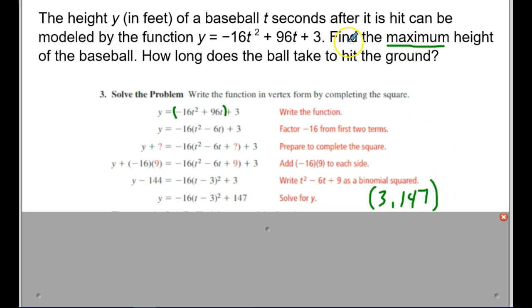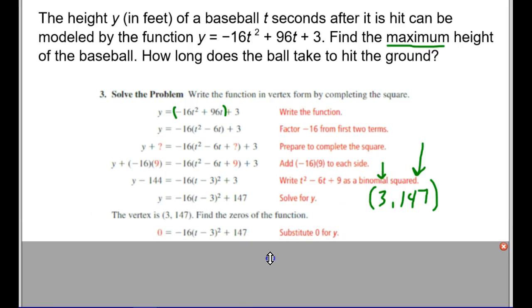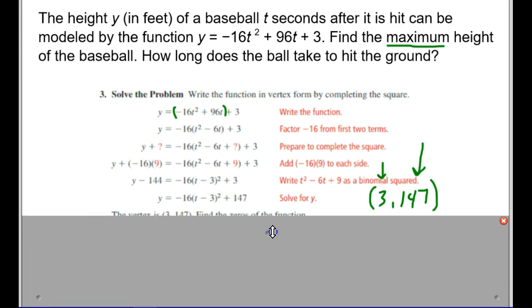So the question I was asked was to find the maximum height of the baseball. Well, I know that height is the y value, so this right here would be the maximum height. But I also see that it happened 3 seconds after I hit the ball, which is pretty cool. So then I'm asked, how long does the ball take to hit the ground?